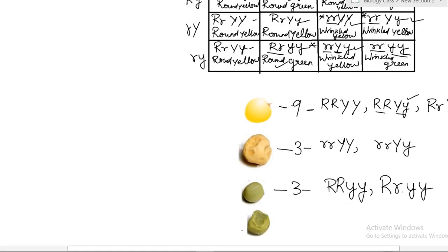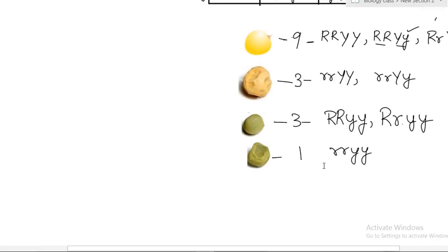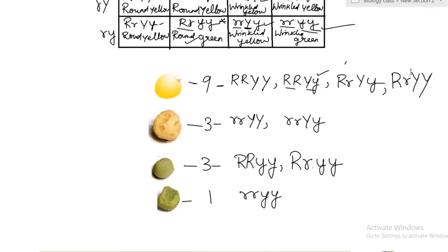Alright, okay, and the last one is going to be the wrinkled green. So we have only one wrinkled green here. Both are recessive genotype, small r, small y. That's it. So 9:3:3:1 ratio. Okay. One actually I missed: it is the capital R, capital Y for the round yellow. So totally we will have 9 different genotypes. Okay. So 1, 2, 3, 4, 5, 6, 7, 8 and 9. 9 different genotypes we have.